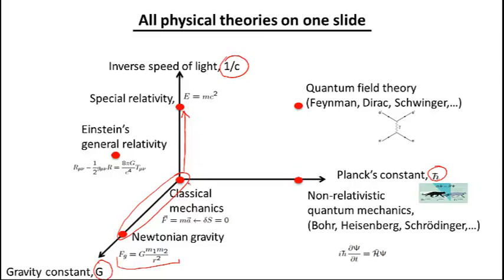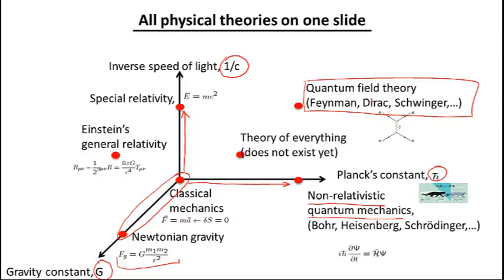Finally, moving along the horizontal axis to a finite Planck constant brings us to actually the subject of our course, non-relativistic quantum mechanics. So there is also this part, which we're not going to discuss too much in this course, which combines the relativistic effects and quantum mechanical effects, and this is so-called quantum field theory or quantum electrodynamics, a more complicated theory.